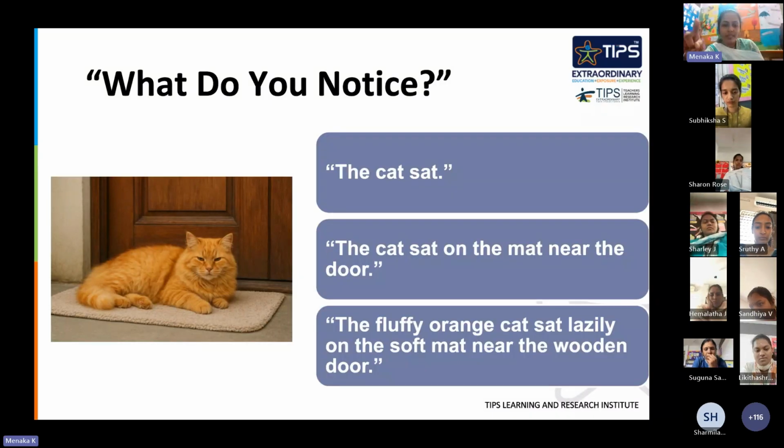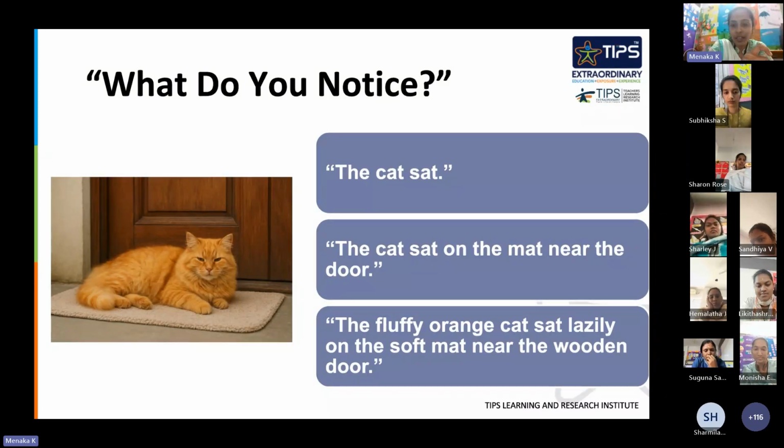For example, the cat sat on the mat near the door. The fluffy orange cat sat lazily on a soft mat near the wooden door. So if you show these three sentences, the children would come up with which sentence would be more meaningful for the picture.